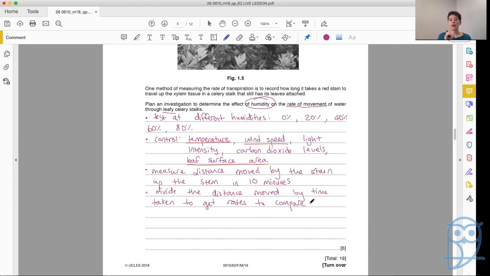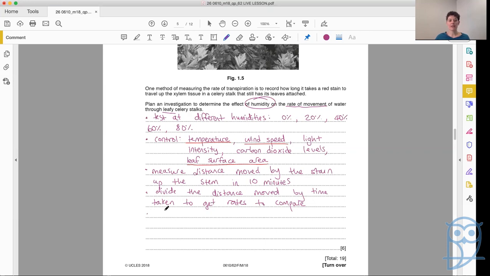So now we've got our independent, we've got setting up that sort of controlled environment, and now measuring our dependent, but we also got to convert that dependent into something that's actually going to answer the question. The question wasn't just compare distance moved, it was the rate of movement. So we need to tell them exactly how we're going to go from distance to a rate.